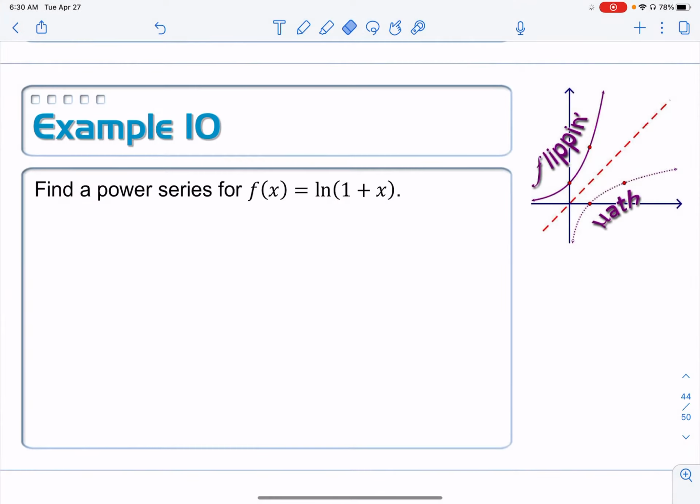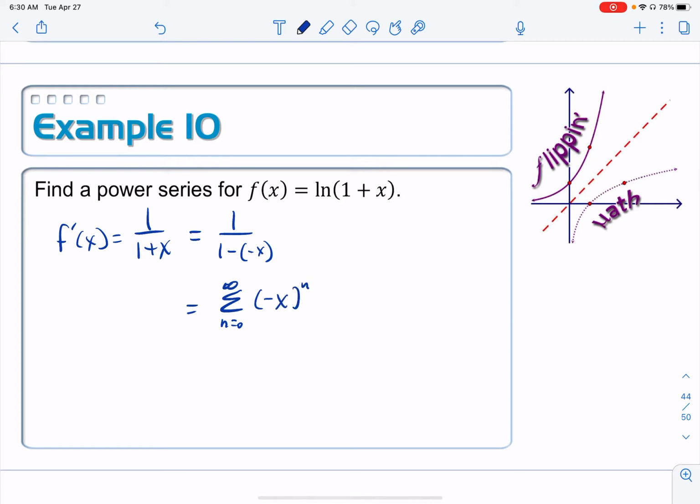Let's see that happen. Okay, so we're going to start with the function 1 over 1 plus x, right? And then treating this thing geometrically as 1 over 1 minus a negative x. Its first term is 1. Its constant ratio is a negative x. So it gets written as a power series from n equals 0 to infinity of a negative x to the nth power. You can rewrite this negative x to the nth power as negative 1 to the nth power times x to the nth power.